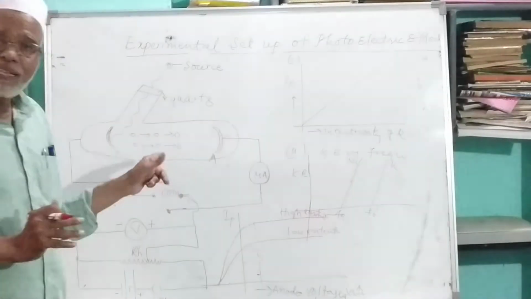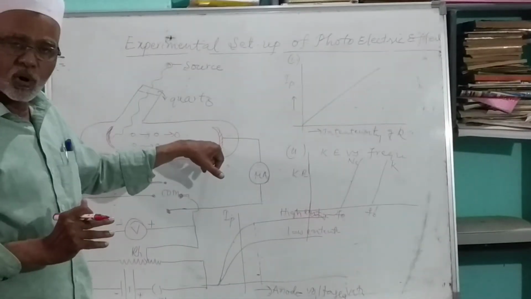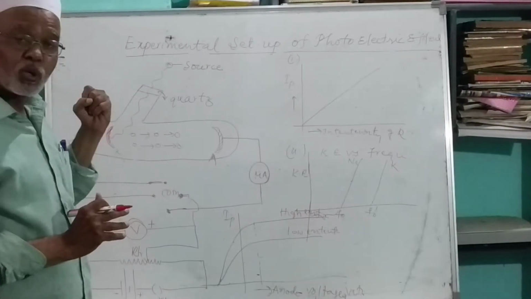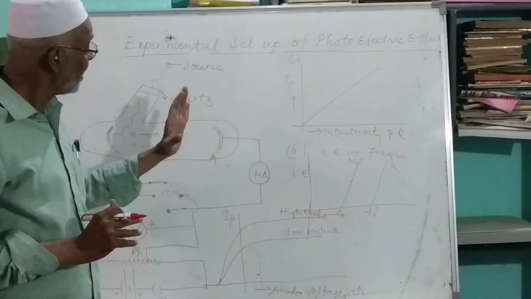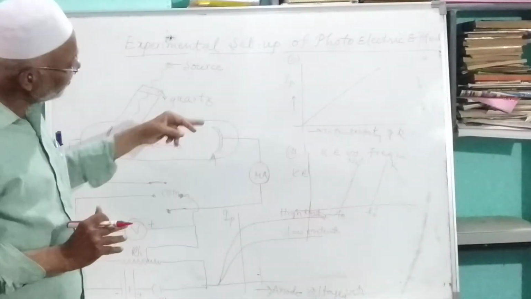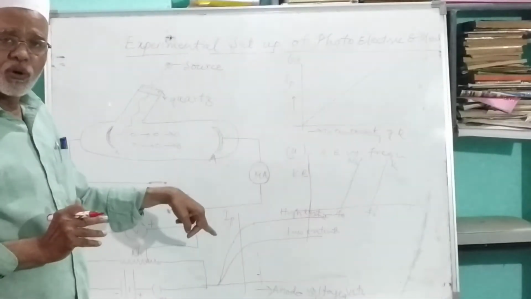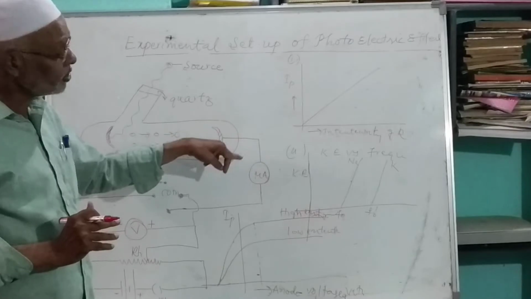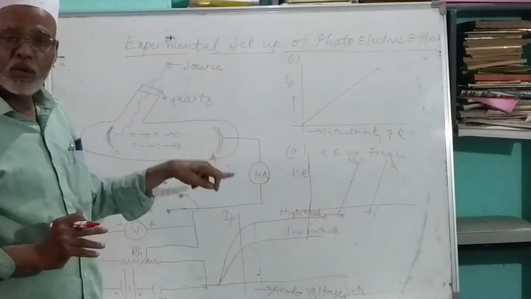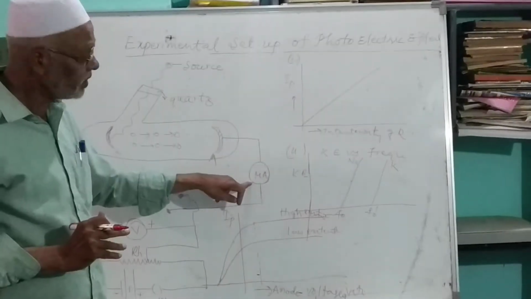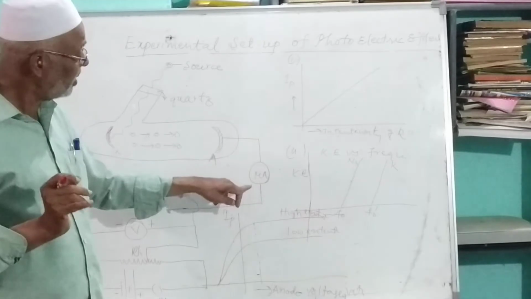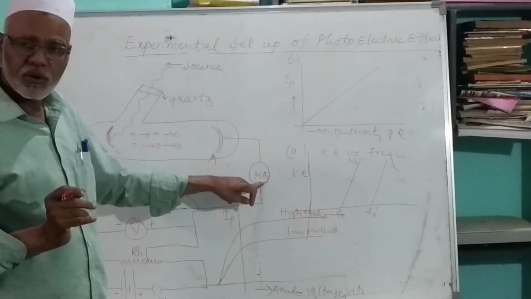So the emitted electrons will move towards the anode. The anode is sometimes also called the collector, because it is going to collect the electrons. These collected electrons, after passing through the external circuit, constitute the photoelectric current. The photoelectric current can be recorded by using this ammeter. Since the current is very meager, very little, we are using the microammeter.